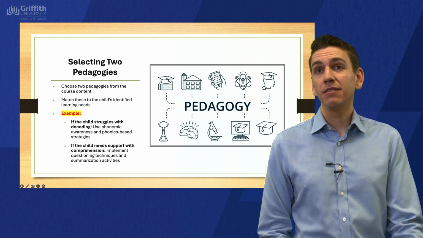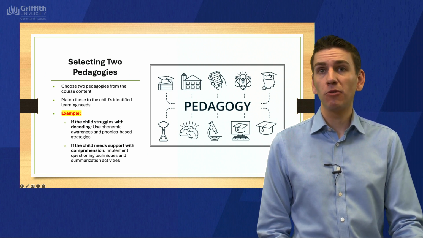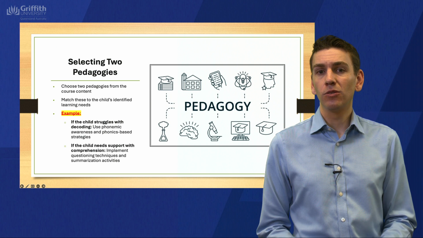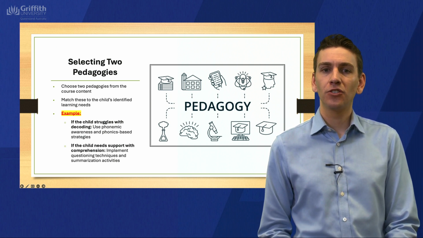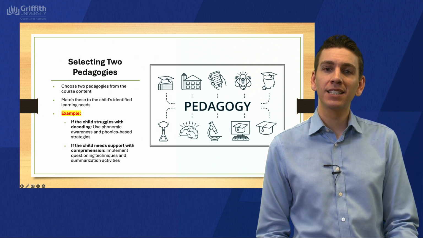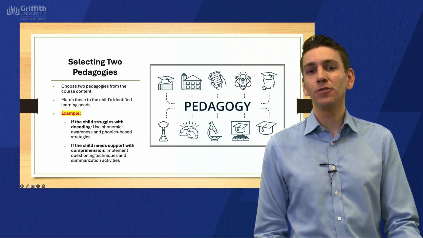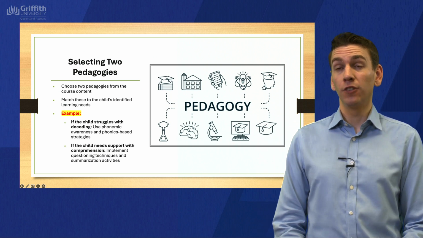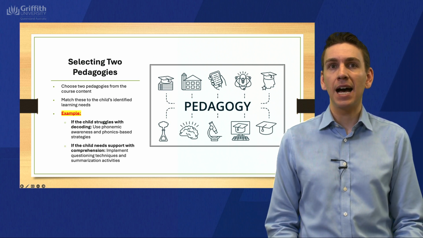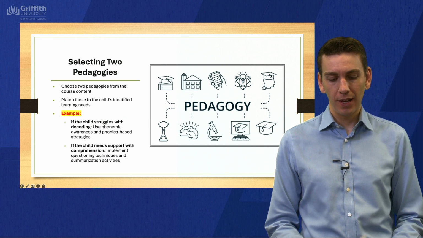All right? Vice versa, you might have a child that can decode well, but they can't comprehend. So you might develop some questioning techniques, summary or summarization activities there as well, because that's going to help encourage the child to engage deeply with the text and summarize key ideas, improve their understanding of what they're reading, and ultimately fluently comprehend that particular text there as well.